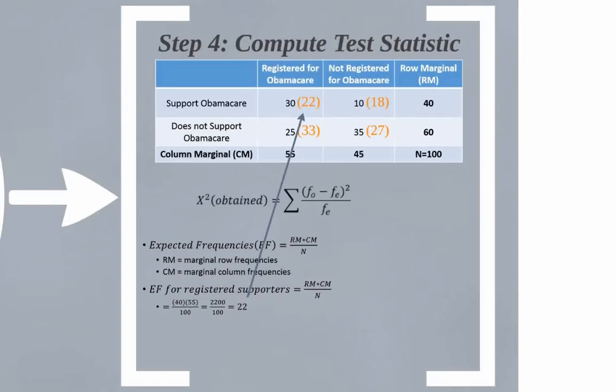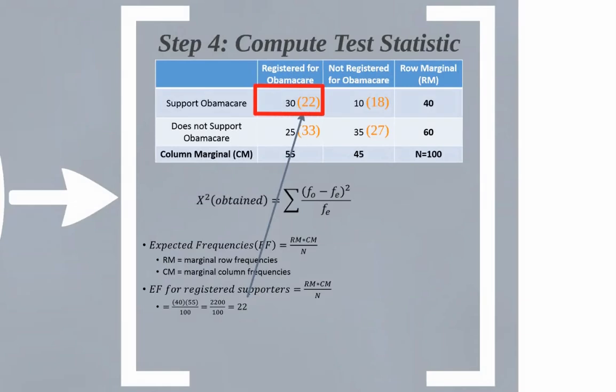Now we need to calculate our chi-squared of the obtained value. What this calculation is saying is that we are summing 4 different equations, so we'll be adding the 4 equations together, and you'll see what I mean. This f sub 0 is the frequency of the observed. So in the top left cell, it would be 30, minus the frequency of the expected, which in the top left cell would be 22. Then we square that, and that's divided by the frequency of the expected. We'll go through each of these steps.